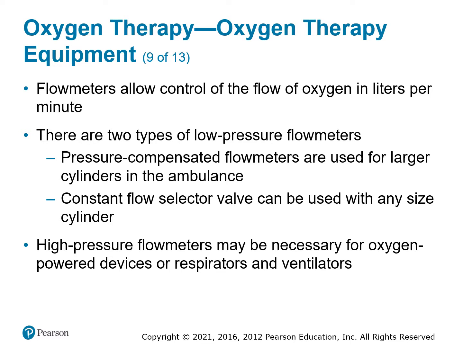All cylinders will have a flow meter, which allows you to control the liters per minute that is going to flow through them. There are two types of low pressure flow meters. These are pressure compensated flow meters. These are on larger cylinders. And then our constant flow selector valves. These are on any cylinder. Your high pressure flow meters may be necessary for oxygen powered devices or respirators and ventilators. High pressure flow meters are not necessary for BVMs.